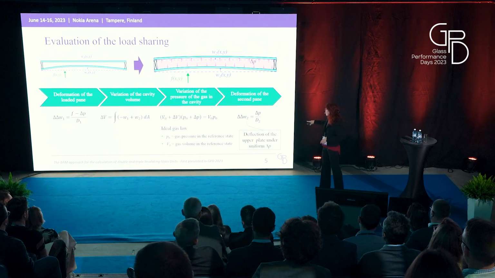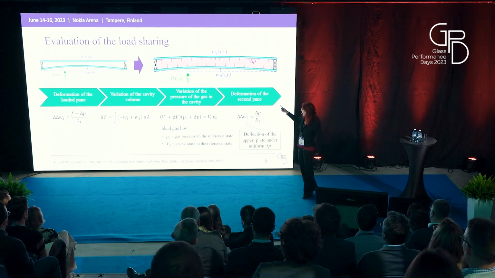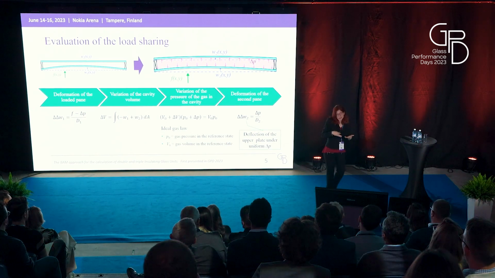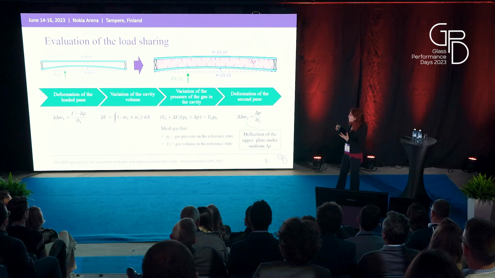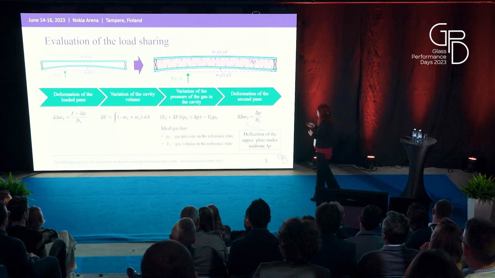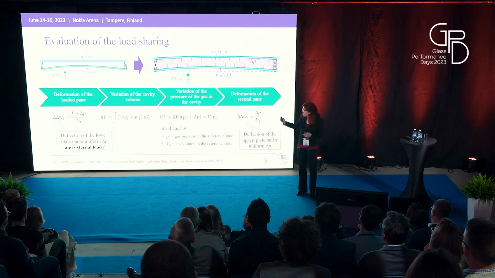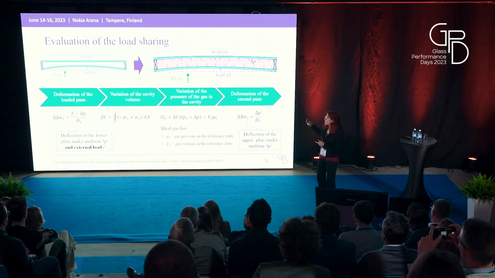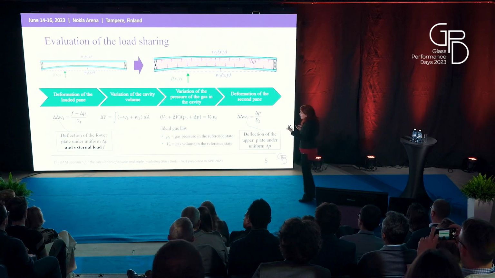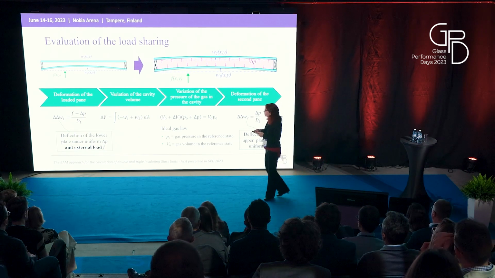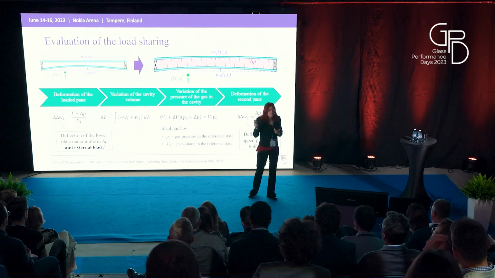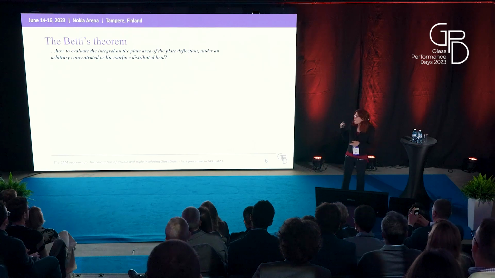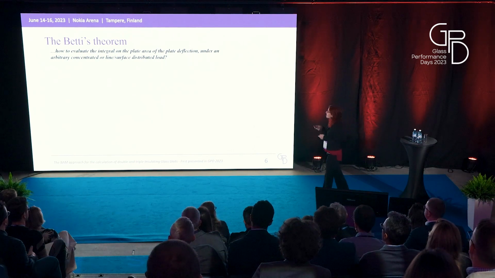Let me remark that while the deflection of the upper plate of plate 2 is quite simple to be determined, since it is simply the deflection of a simply supported plate under uniform load, the deflection of the loaded plate is strongly affected by the external load, so by its position and so on. And this is much more complicated to be determined. So the question is: is there a simple method to evaluate the integral over the plate area of the plate deflection?